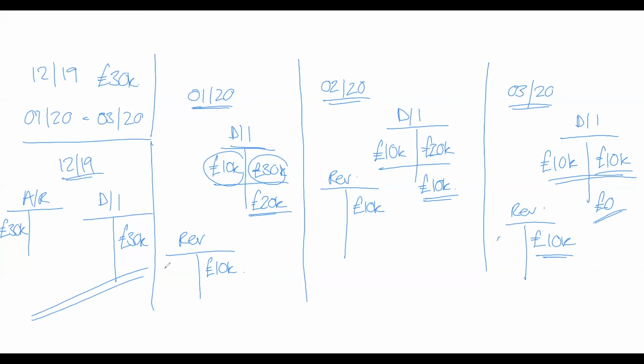So from the date our invoice was raised, we can see that we've got an asset as a receivable, that we're owed this money. And then in our accounts, we can see that we've got 10k for January, 10k for February, and 10k for March. And our deferred income at the end of the period is zero.